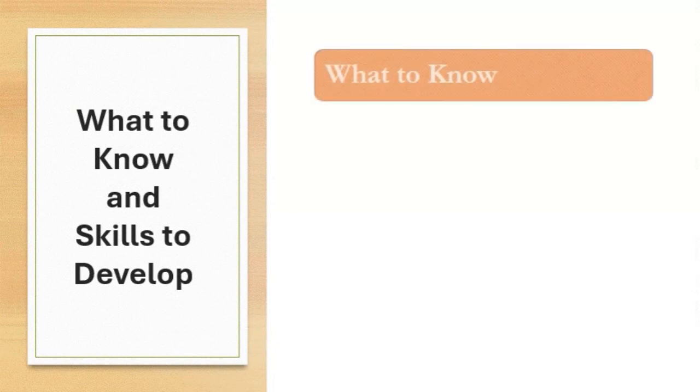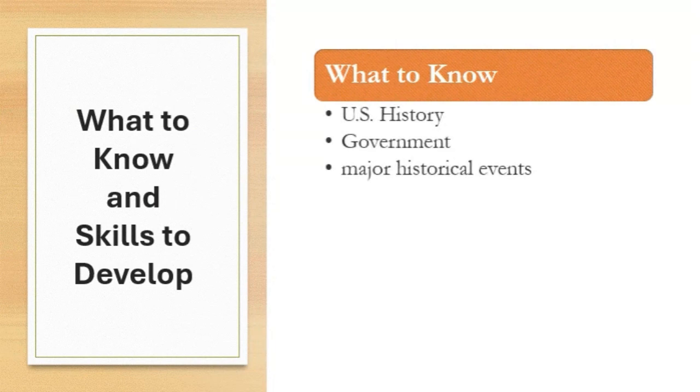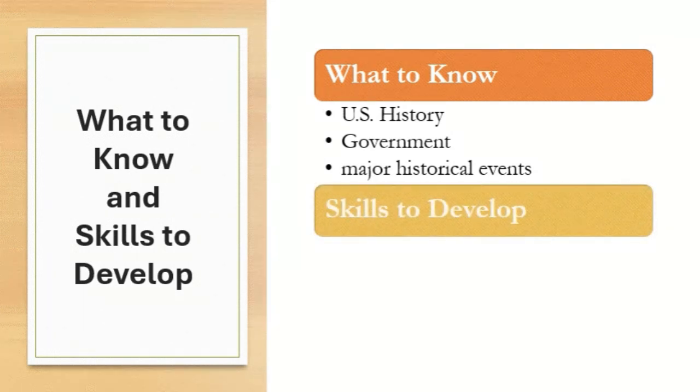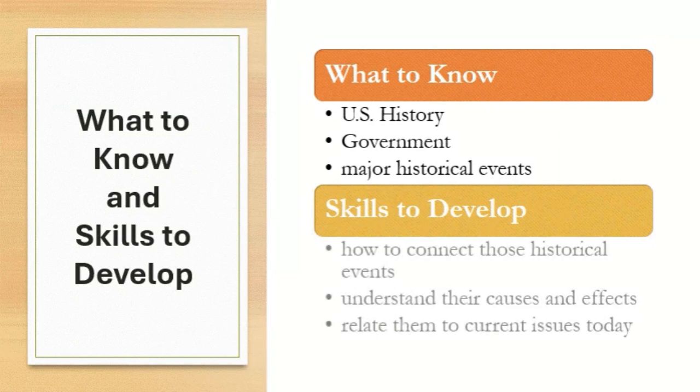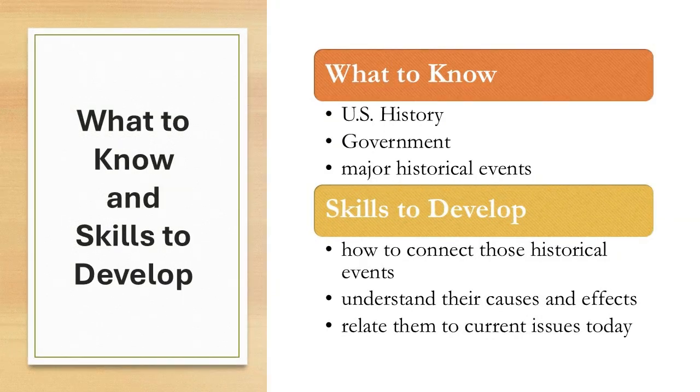In this session, we'll focus on two key areas: what to know and skills to develop. Let's break it down. The what to know will cover essential topics like U.S. history, government, and major historical events. The skills to develop will focus on how to connect those historical events, understand their causes and effects, and even relate them to current issues today. By the end of this presentation, you'll feel more confident in recognizing key historical events and understanding the broader context in which they happened.